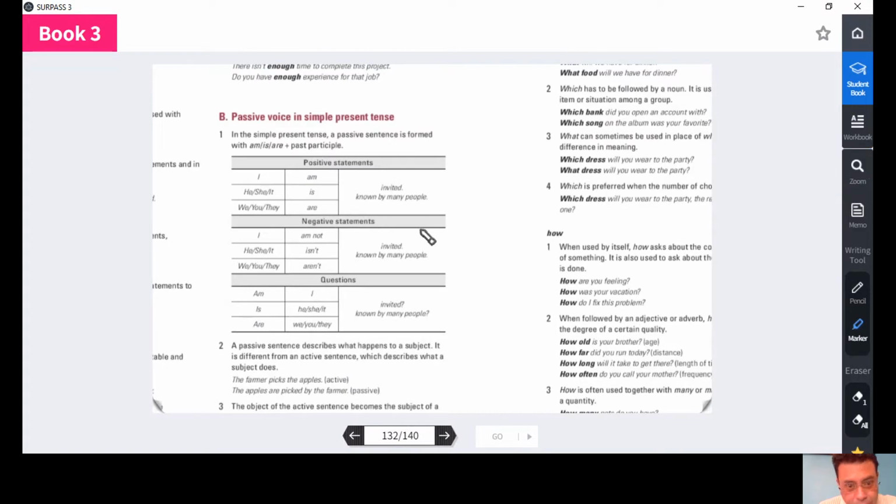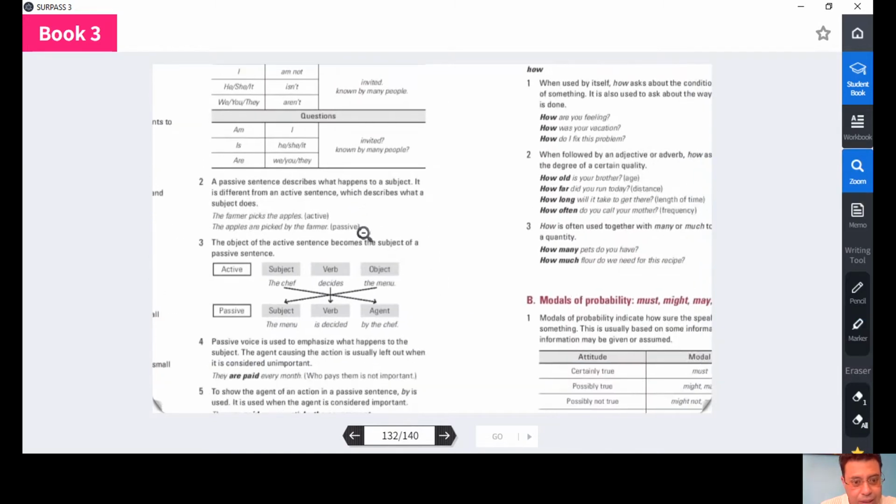And we have the first example here. I am invited, known by many people. He is invited, known by many people. Negative: we use the same personal pronoun, but now we use the verb to be in negative: I'm not, isn't or is not, aren't or are not. And in questions we start with the verb to be, is, are. Then we use the personal pronoun, and after that the complement, with the question mark.